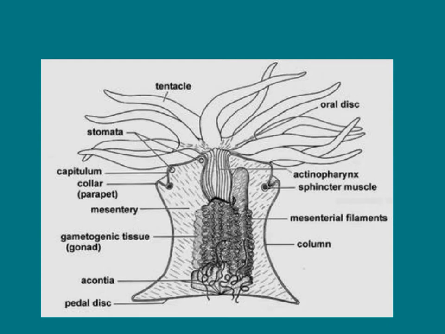If you looked at the internal anatomy of a polyp in the anthozoans, you'd see that they have, again, the pedal disc, the stalk or pedal column, and a sphincter muscle, which allows them to draw the oral opening closed. They have acontia, which are defense mechanisms that we'll talk more about later. And they've got gametogenic tissue here. This is where they'll produce their sperm and their eggs.